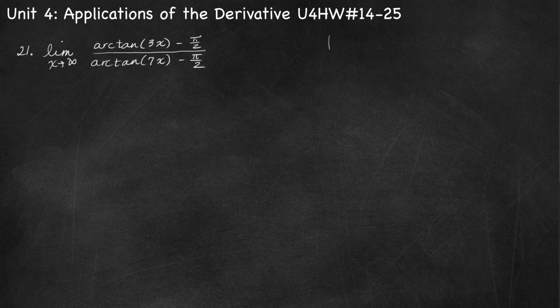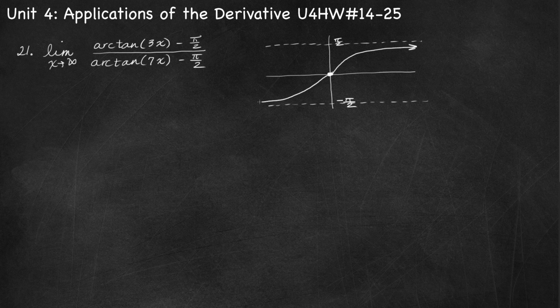Let's think about the graph of arctan. Arctan is the inverse of tangent. So our arctan function has a horizontal asymptote at pi over 2 and another horizontal asymptote down here at negative pi over 2. It passes through the point 0, 0, and it's an increasing function, concave up on the left, concave down on the right. So here's what our graph of arctan looks like.